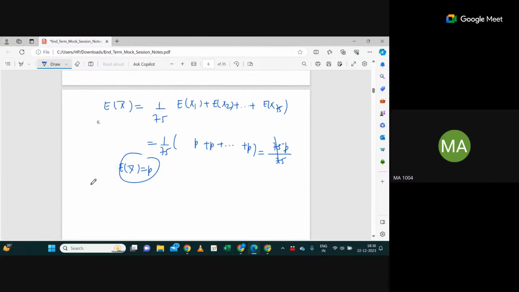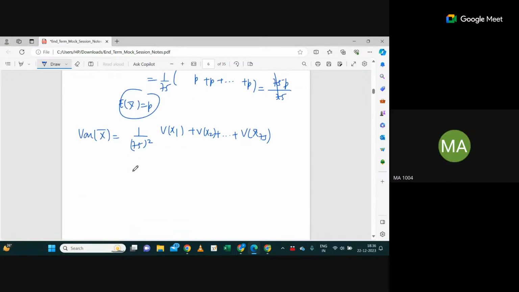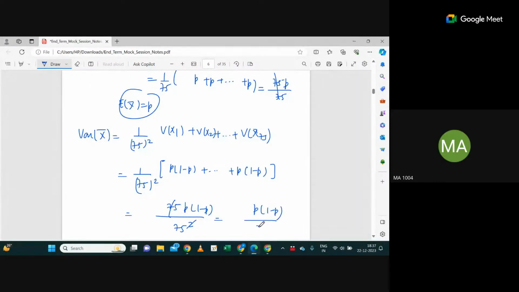The same thing if you do for variance. Since these are all IID, it will be 1 upon 75 square, right? And what is the variance for each variable? For each Bernoulli, it's p into 1 minus p, right? So how many times is this p into 1 minus p? It's 75 times, right? So this will get cancelled out and you will get p into 1 minus p divided by 75.